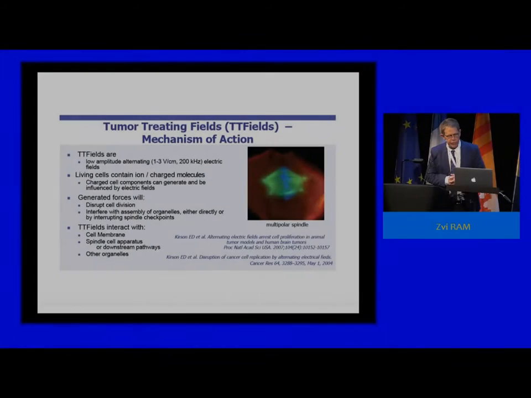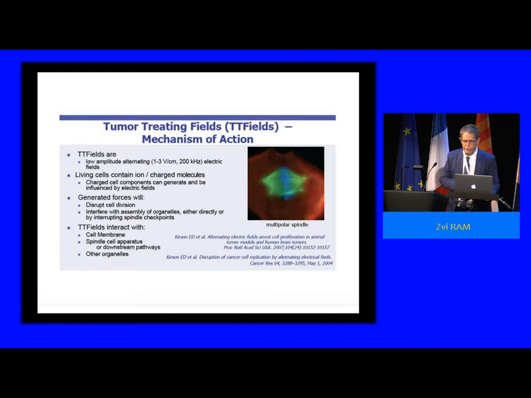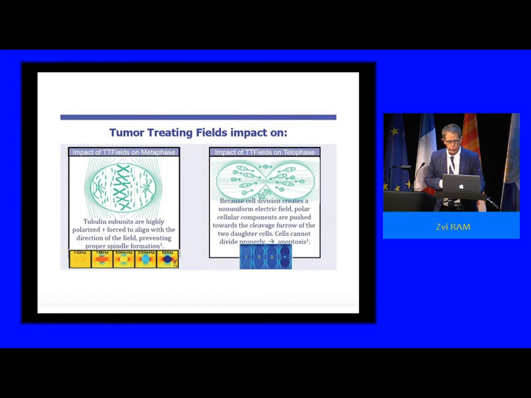Those are alternating electrical fields at low amplitude, and living cells can be affected by those electrical fields because they have components that are charged, and thereby can be disrupted. So the generated forces of the alternating fields will disrupt cell division, but also interfere with the assembly of microorganelles, microtubules, and accordingly will stop cells from dividing. And these interact with the cell membrane, the spindle cell apparatus, and downstream pathways, as well as some other organelles.